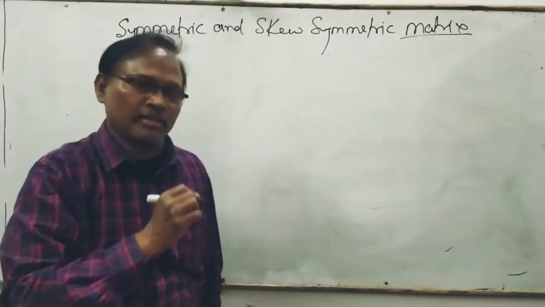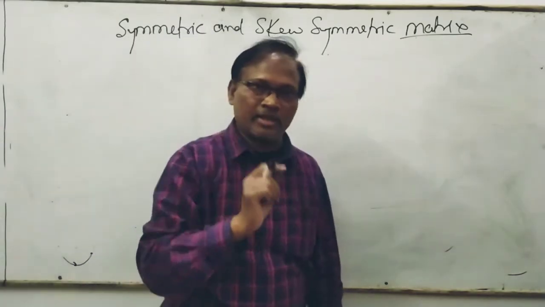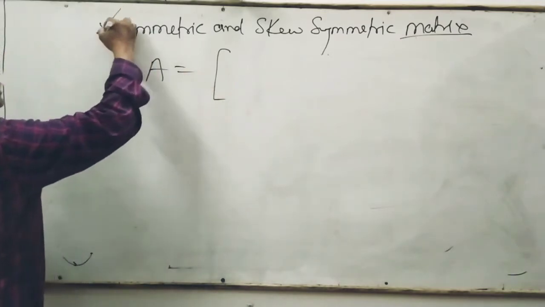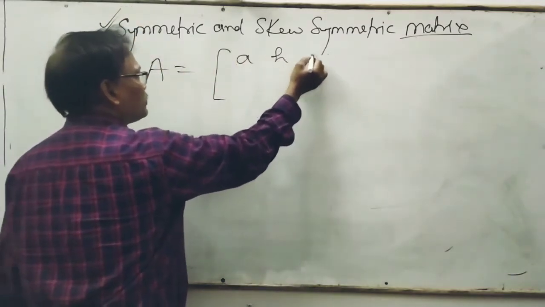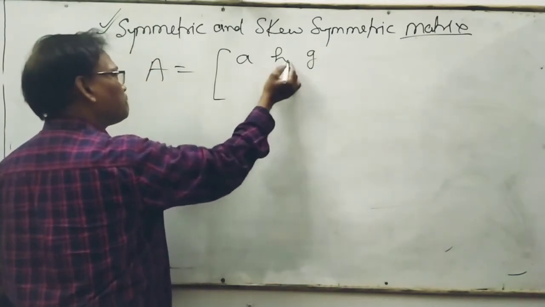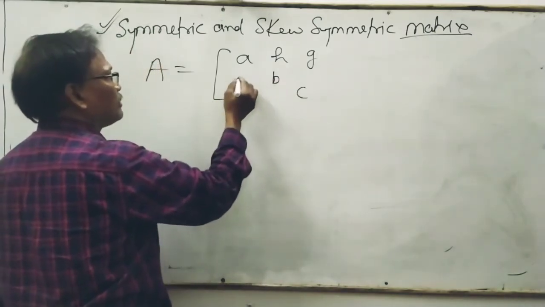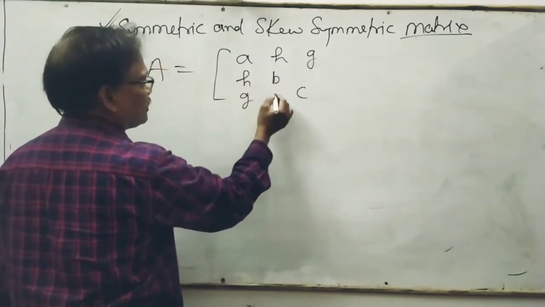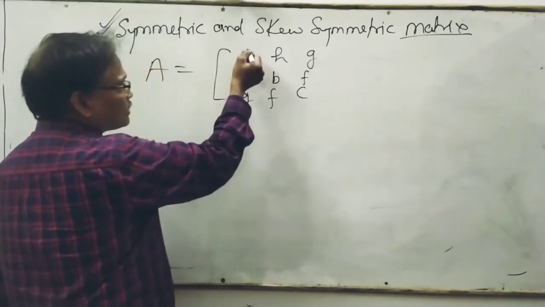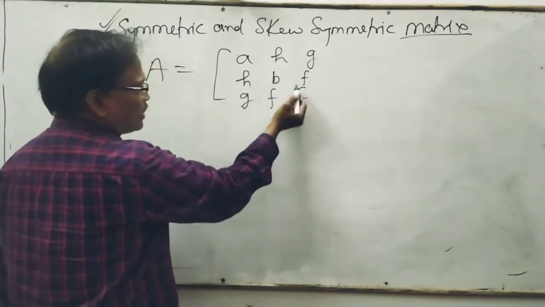What is the meaning of symmetric? I suppose one matrix A is equal to, and I am telling the symmetric one, A H G, H B F, G F C. Means write the first row as A H G, the first column as A H G, then the diagonal as A B C, then the remaining F.